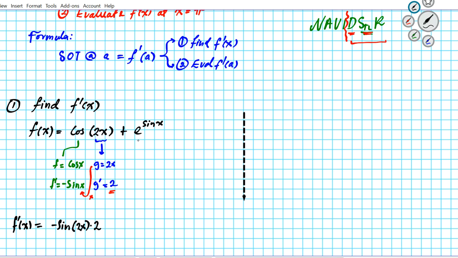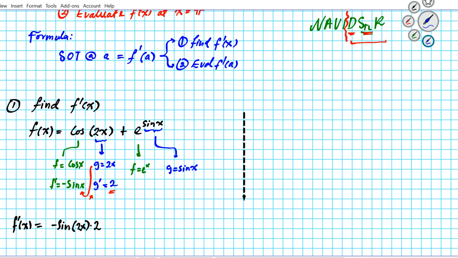Okay, now let's take a look at the derivative of e to the sine x. This is a composite function, so we're going to break it down again, okay? All right, so the outer function here, let's make it green. The outer function is e to the x. So we're going to call the outer function f. And then the inner function is sine x. Okay. All right, so let's call that g.